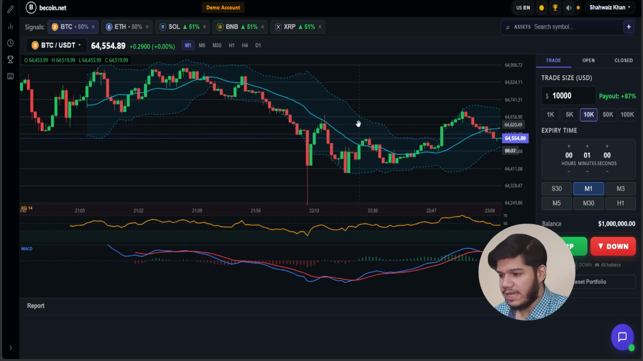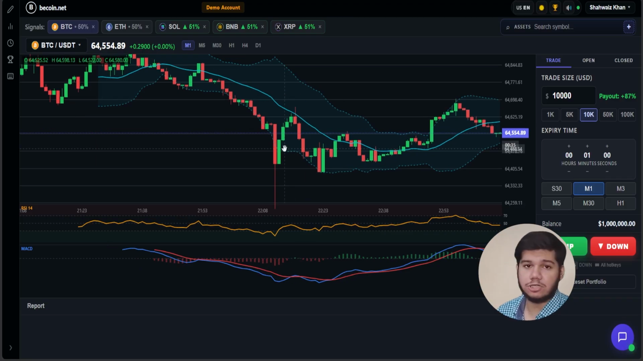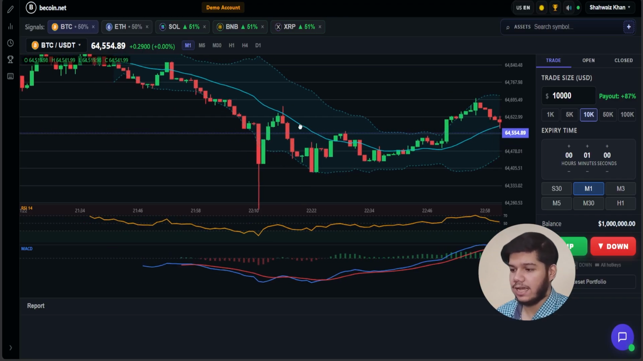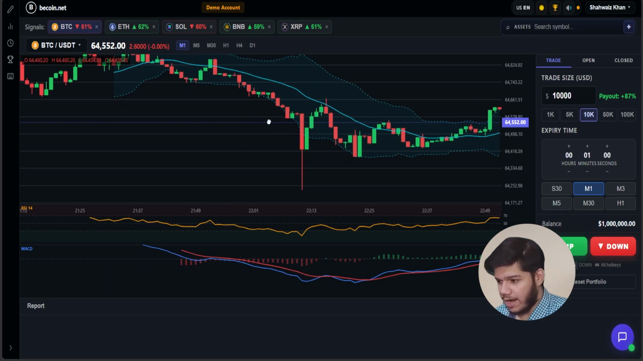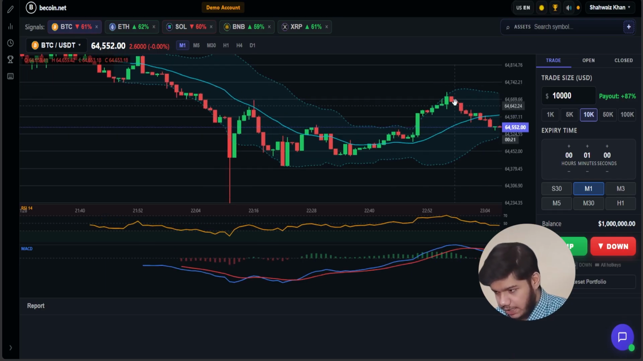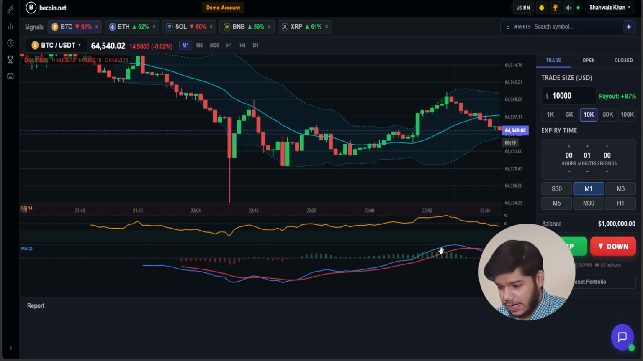Now the third one is Bollinger Bands. What do the Bollinger Bands do? Bollinger Bands have three lines. Number one is the lower band, the center one is the middle band, and the top one is the upper band. So whenever the price heads towards the upper band right here, we combine it with these two indicators, the RSI and the MACD.